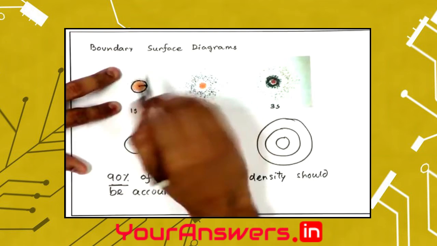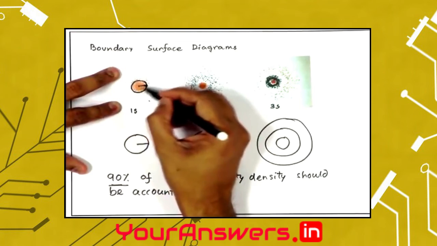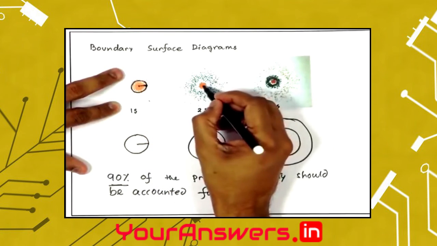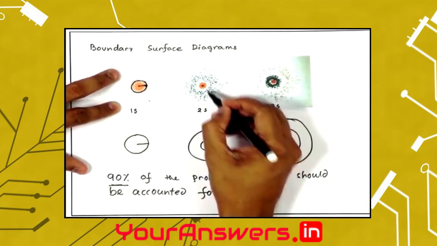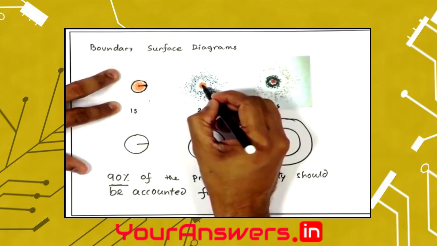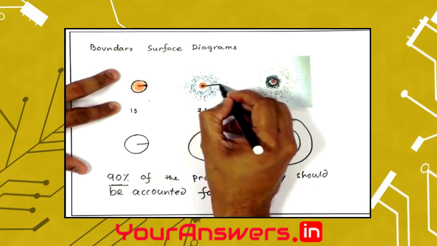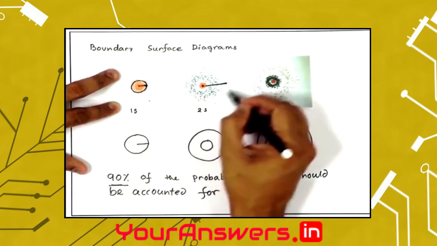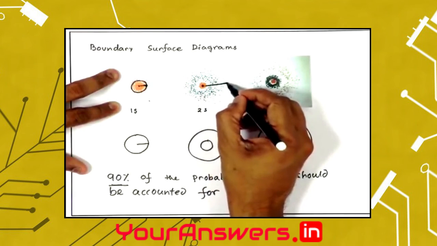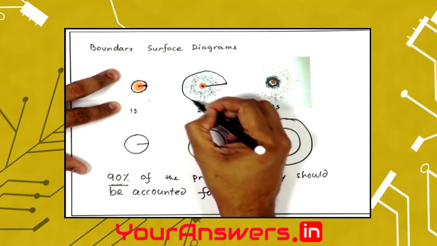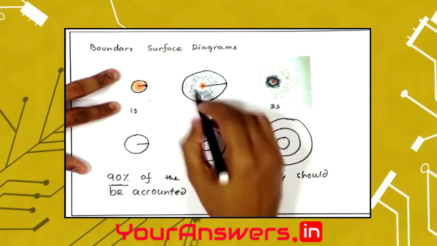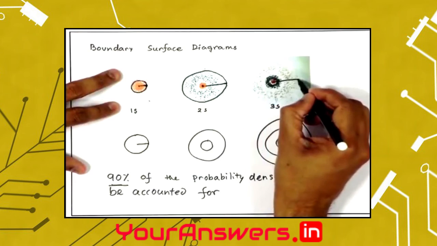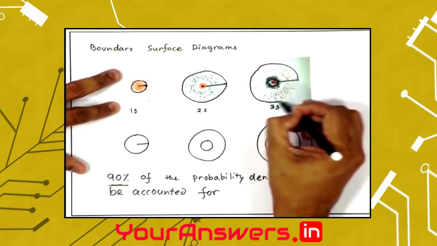So, then I can bound the surface at the region where I found 90% of the electron density. Similarly, when I look at the 2s orbital, I start from the nucleus and I go on, and then I see at this point I have accounted for 90% of the electron's location. So, I say okay, this is my bound region. So, this becomes the boundary surface diagram for 2s, and similarly for 3s I do this.